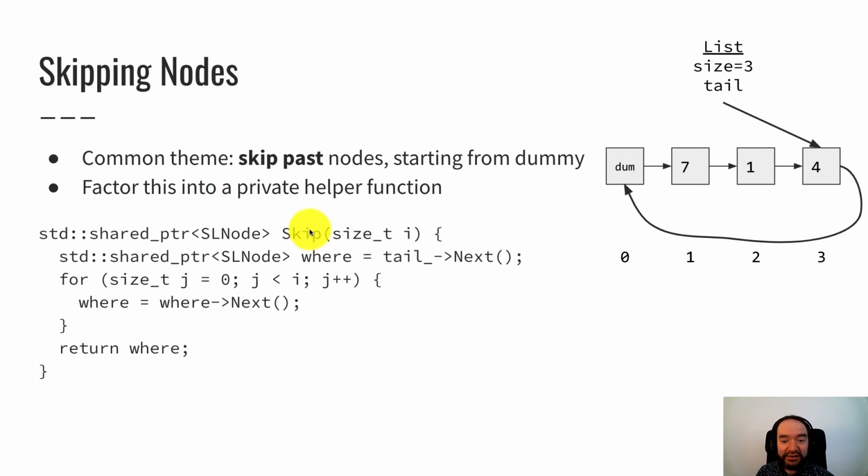That's the definition of what skip does. How do we get to the dummy node? The dummy is always tail's next. So follow tail, follow the next. Now where is pointing at the dummy node.